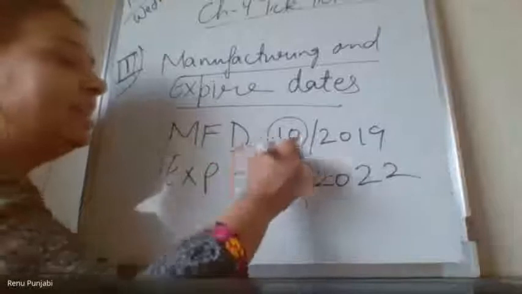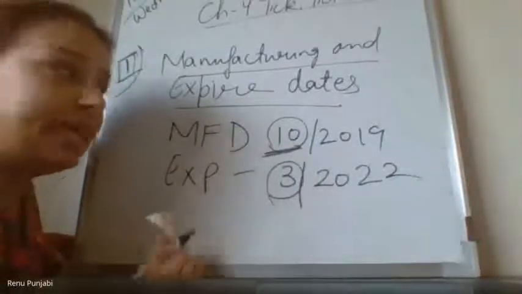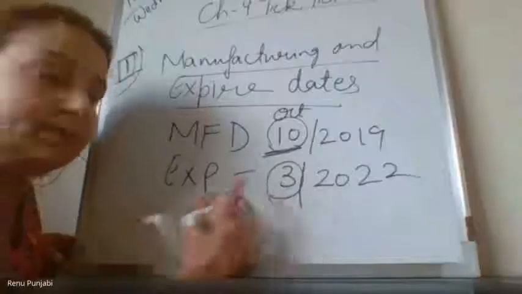So the 10th is which month, children? October. Okay, October. And the third month is March.